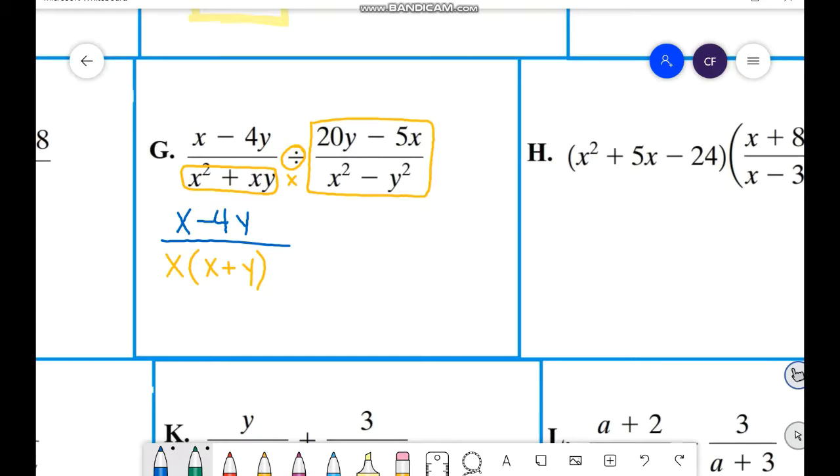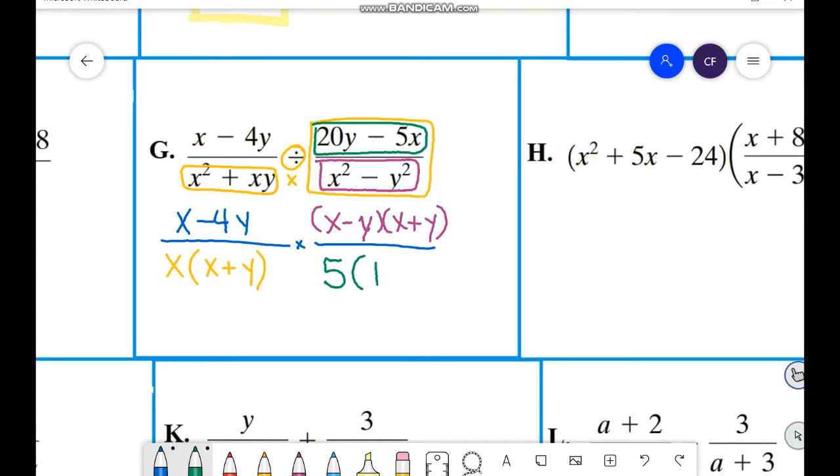and multiplication, right? Multiplication, flip. Let's flip this thing here. We can rewrite, because this is a difference of perfect squares. We have a formula, it is x minus y times x plus y, remember? And finally this thing here, we're going to flip, this becomes the denominator, and we can factor out 5. 5 times 4y minus x.